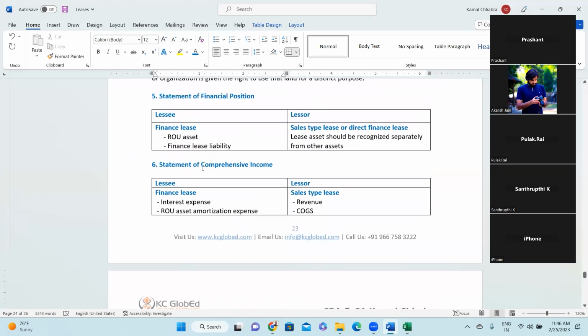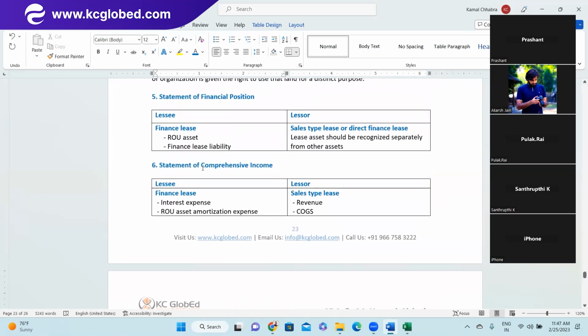And from the lessor's standpoint, in the balance sheet, in case of a sales type lease or direct finance lease, the lease asset should be recognized separately from any other assets. You need to create a separate line item. This is a lease asset.